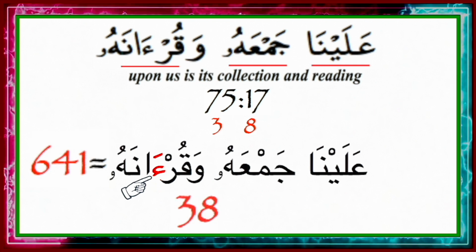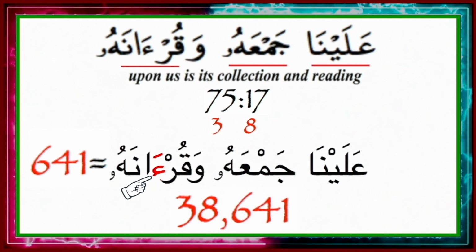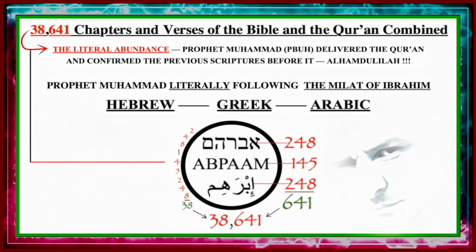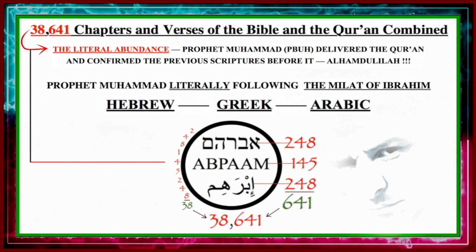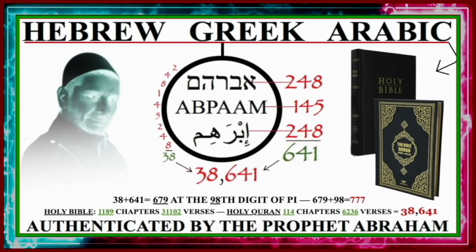So 38 from chapter and verse and 641 from the 3 Arabic words. We get 38,641. 38,641 is the total chapters and verses of the Bible and the Quran combined, authenticated by Abraham.